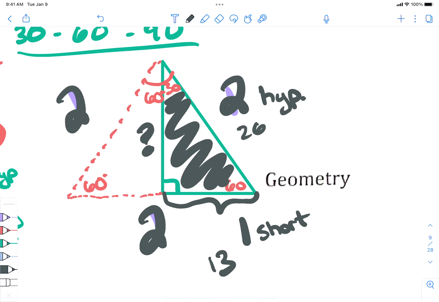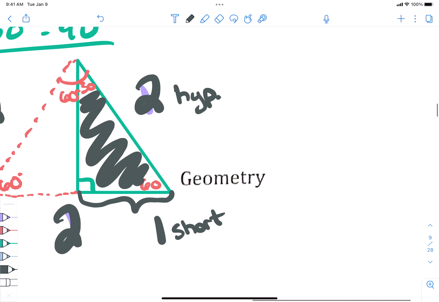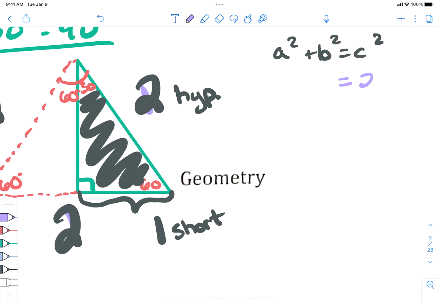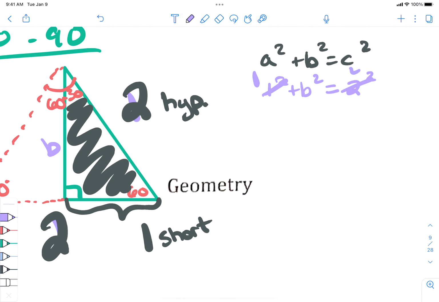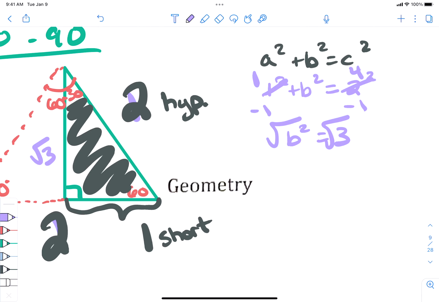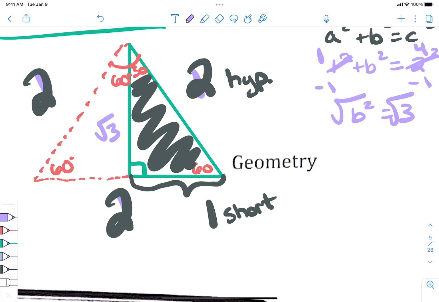This side right here, we can solve using the Pythagorean theorem. Let me show you. We have a squared plus b squared equals c squared. Which side is the side c? It's the hypotenuse, the 2. So let's call this side b. 1 squared plus b squared equals 2 squared. 1 squared is 1, 2 squared is 4, and then we subtract the 1 over. So b squared equals 3. So what's that side going to be? The square root of 3. So my sides for a 30, 60, 90 are 1, 2, and square root of 3.